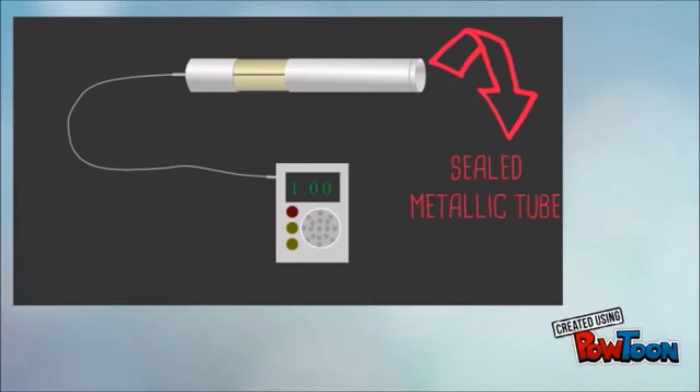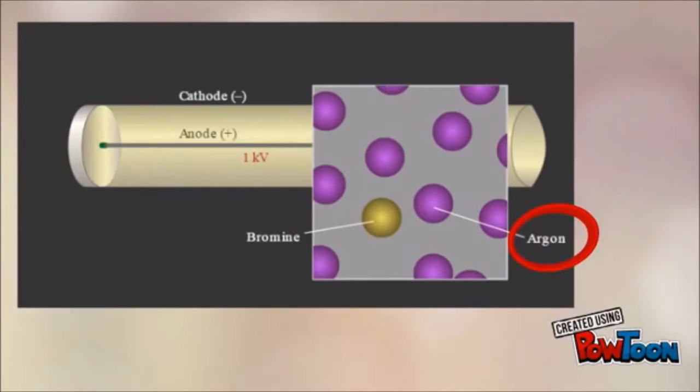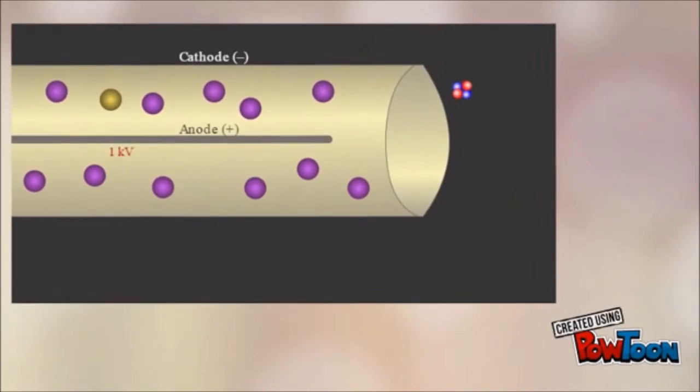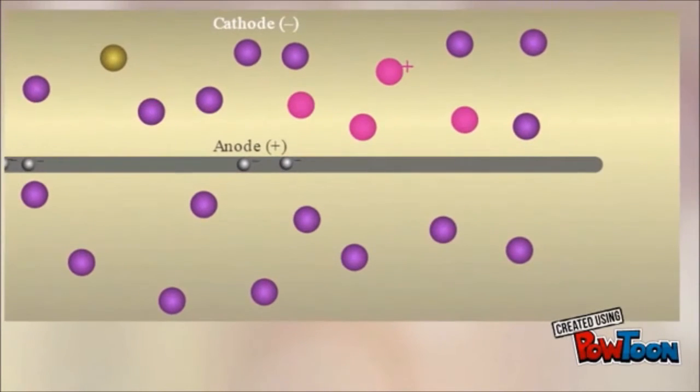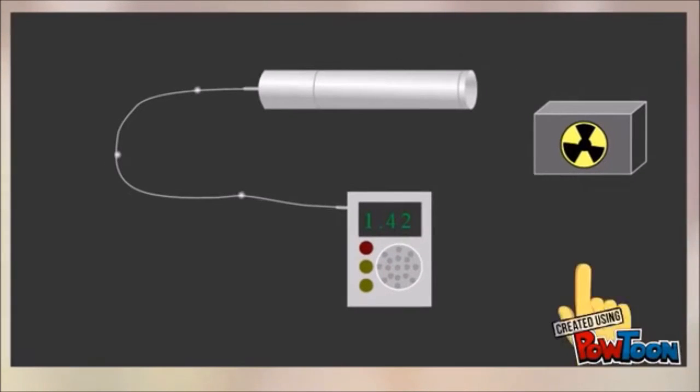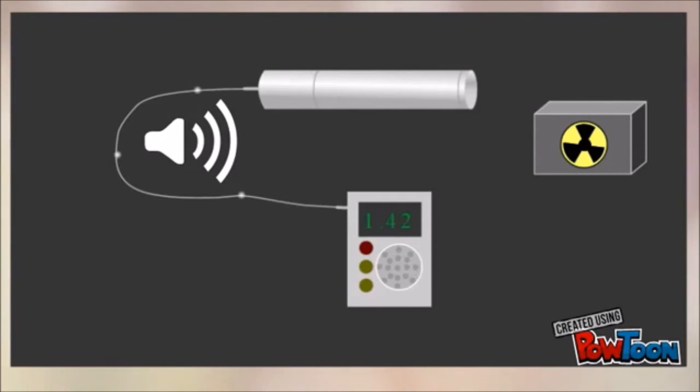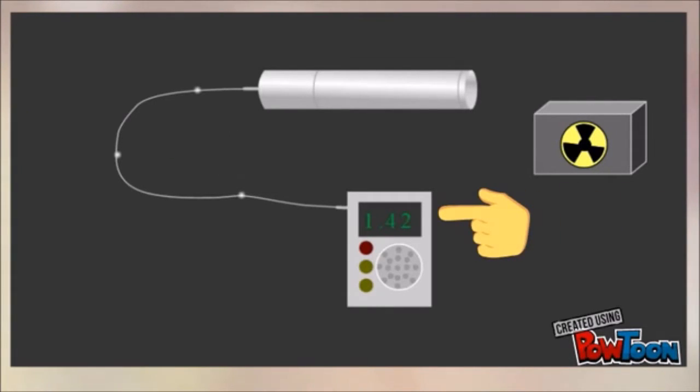The Geiger-Müller tube consists of a sealed metallic tube filled with argon and bromine gases. When radioactive particles enter the tube, they ionize an argon atom. The electron is accelerated towards the metal wire, which is the anode. The migration of the electrons inside the tube results in an electric discharge. The counter registers the number of pulses and converts them into sound signals or displays them as a measure on the screen.